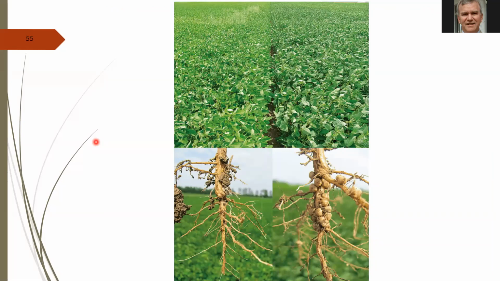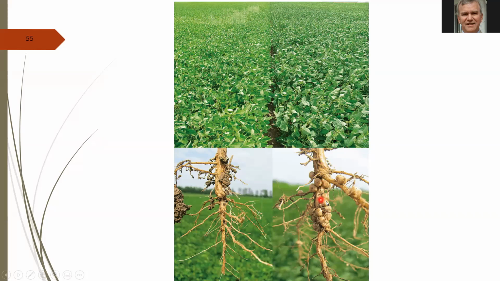So this is a field observation. At the top, you have soybean plants. On the right, they have been inoculated. On the left, no inoculation. At the bottom, you can see the level of nodulization that has occurred.